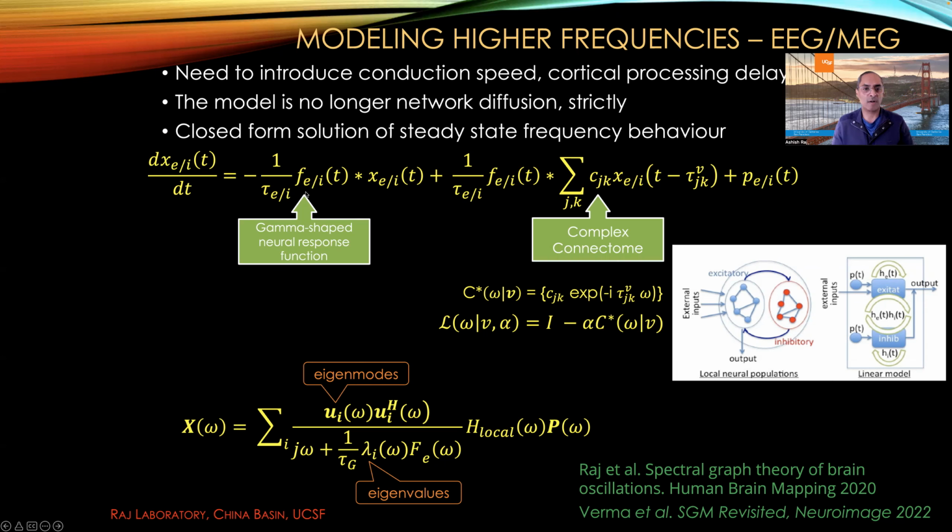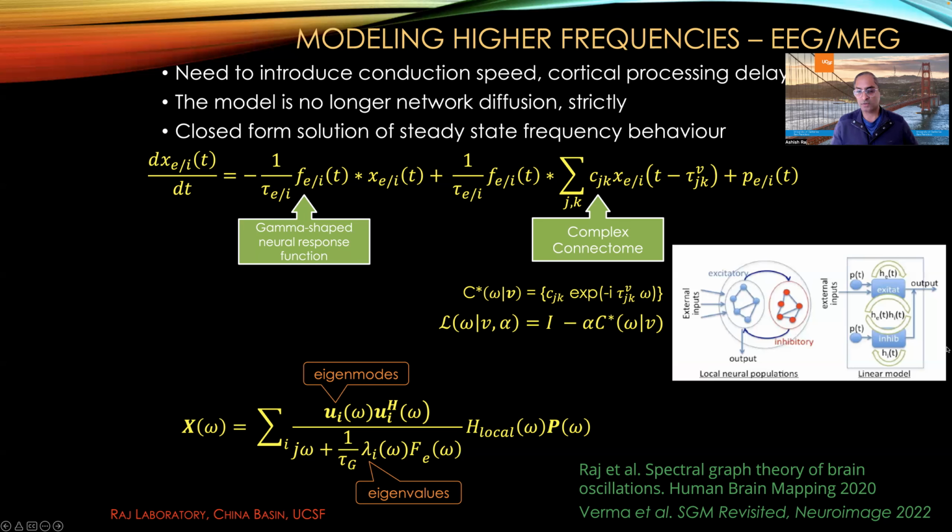And both these responses are convolved with a gamma-shaped neural response function whose characteristic time constant is something that we need to infer. This is great because the equation can again be written in frequency space in closed form, pretty much as described in the previous work related to fMRI, where again the summation is over the eigenmodes U sub I, and each eigenmode has a spectral response given by the denominator here, which is governed by the eigenvalue.